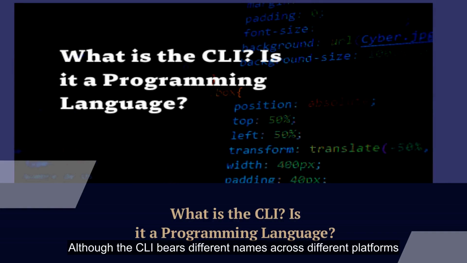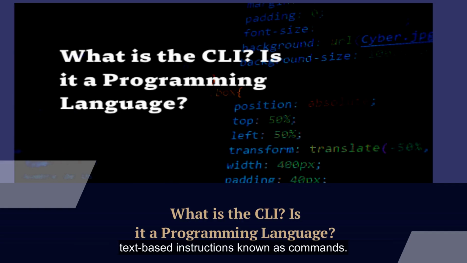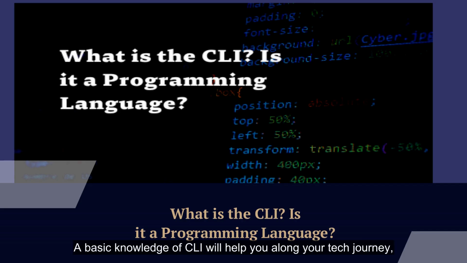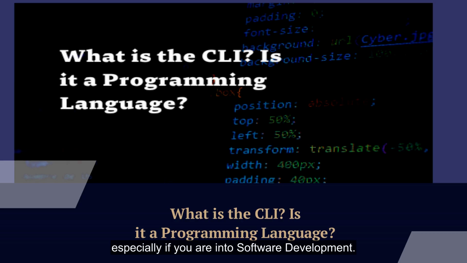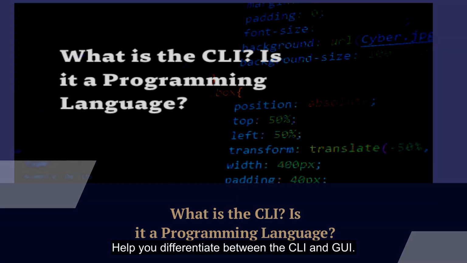Although the CLI bears different names across different platforms or packages, its purpose remains the same, to let you interact freely with the software package or the computer system using text-based instructions known as commands. So, the CLI is a tool, not a programming language. A basic knowledge of CLI will help you along your tech journey, especially if you are into software development. In fact, you can completely build a program and run it right from the CLI. This video will explain how the CLI works, help you locate your CLI according to your OS, show you how to perform basic operations using the CLI, and help you differentiate between the CLI and GUI.